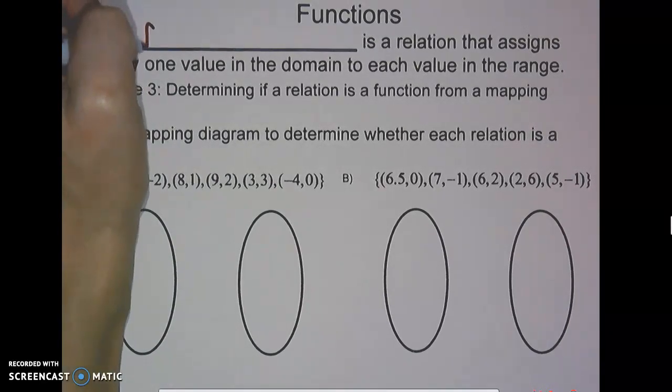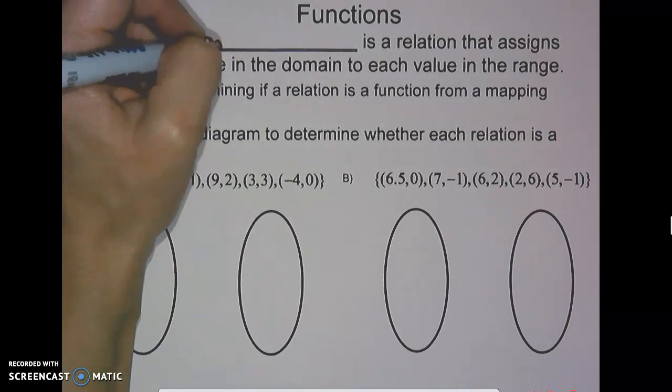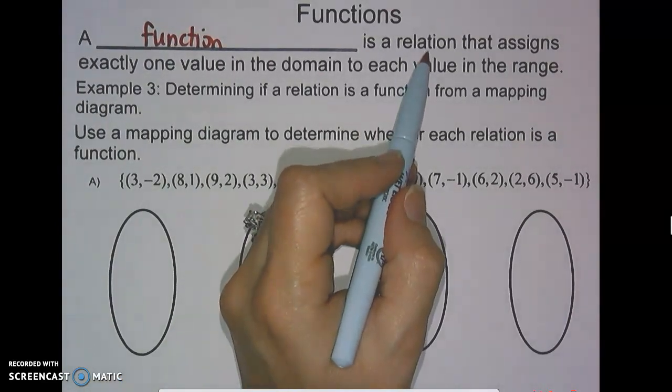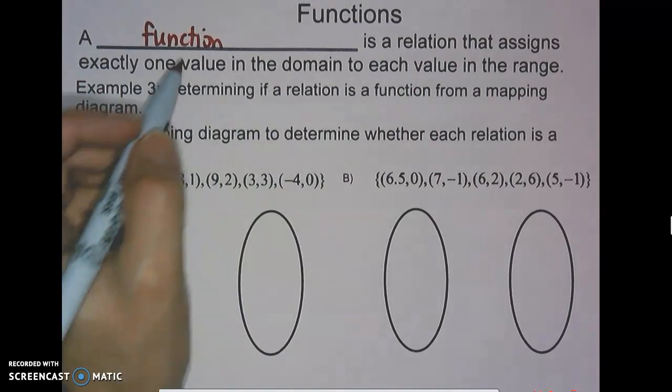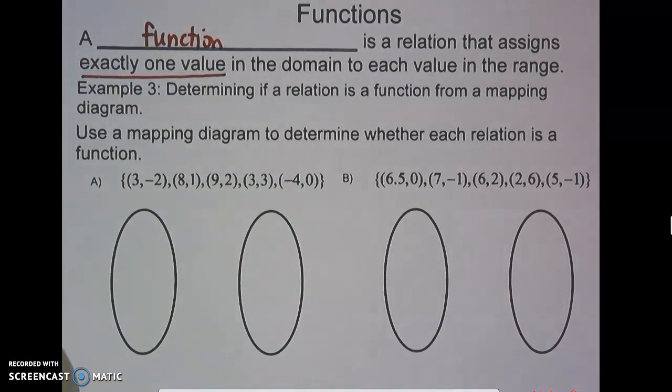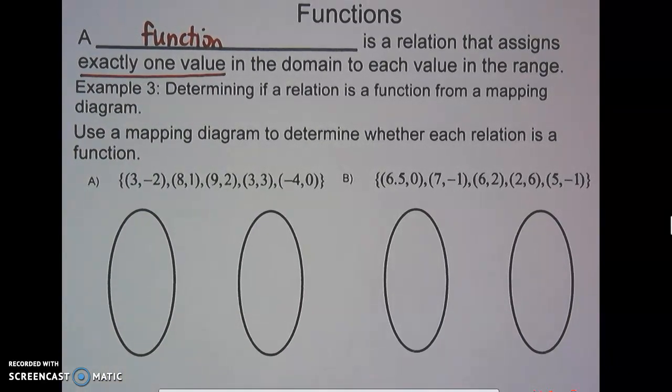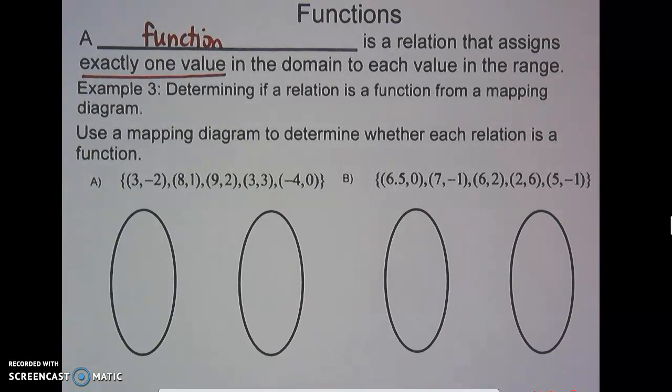So a function is a relation, so that set of ordered pairs, that assigns exactly one value in the domain to each value in the range. What does that mean? Exactly one value in the domain to each value in the range. That means that no x value is allowed to go to two different y values. Okay? No x value is allowed to go to two different y values. So our x's can't repeat in this.